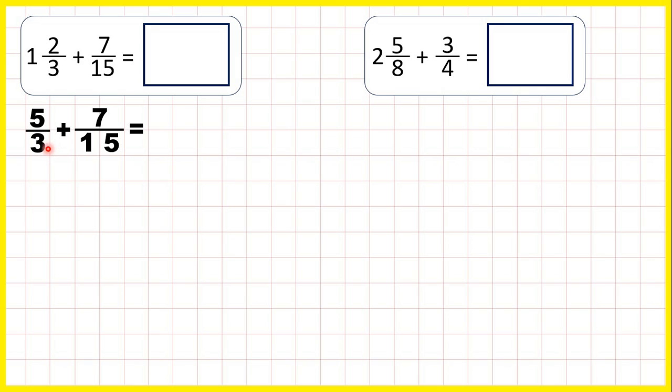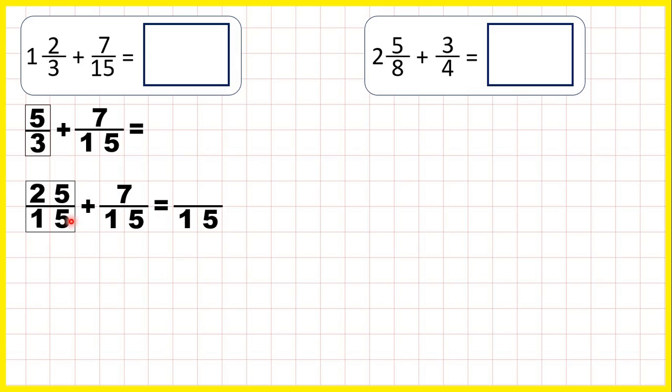We're adding 7/15, but to add fractions, we need the denominators to be the same. Now 15 is in the 3 times table, so we can find an equivalent fraction to 5/3 with a denominator of 15. That's 25/15, because we use multiplication to find equivalent fractions. 3 times 5 is 15, and what we do to the denominator, we do to the numerator as well, and 5 times 5 is 25.